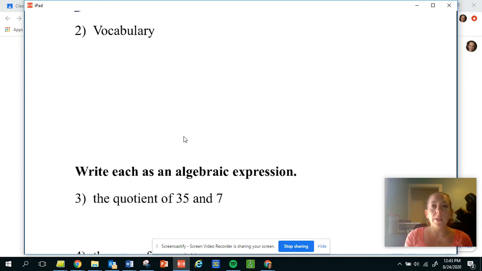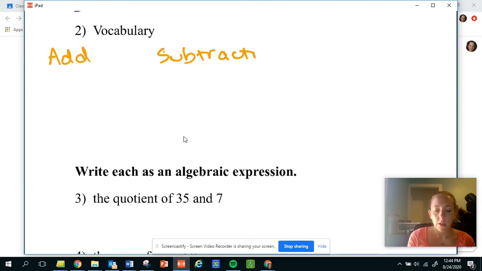So when we're translating from words into math, because math really is like a language, some of the vocabulary that you're going to want to know is basically to figure out: is it talking about adding? Is it talking about subtracting? Is it talking about multiplying or dividing?